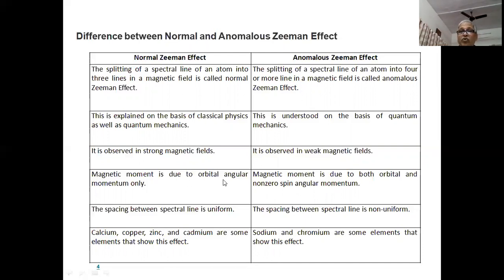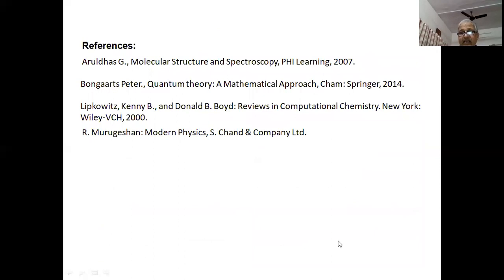In normal Zeeman effect, magnetic moment is due to orbital angular momentum only. But in the case of anomalous Zeeman effect, magnetic moment is due to both orbital and non-zero spin angular momentum. The spacing between spectral lines is uniform in the case of normal Zeeman effect, but in anomalous Zeeman effect, the spacing between spectral lines is non-uniform. Calcium, copper, zinc, and cadmium are some elements that show normal Zeeman effect, and sodium and chromium are some elements that show anomalous Zeeman effect.